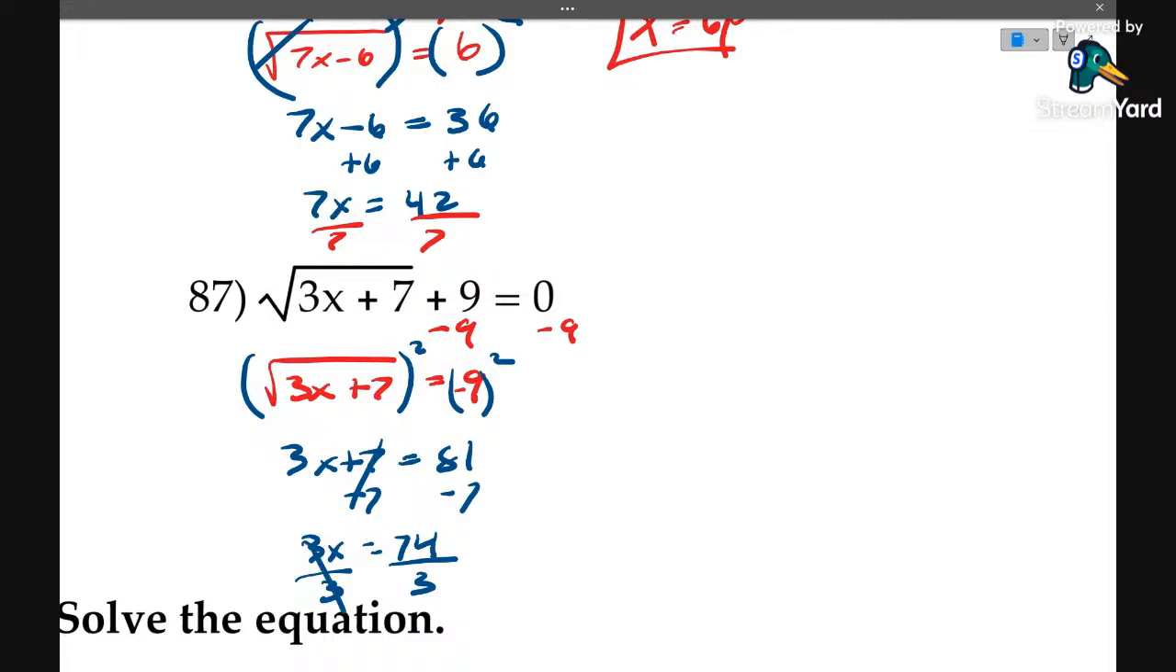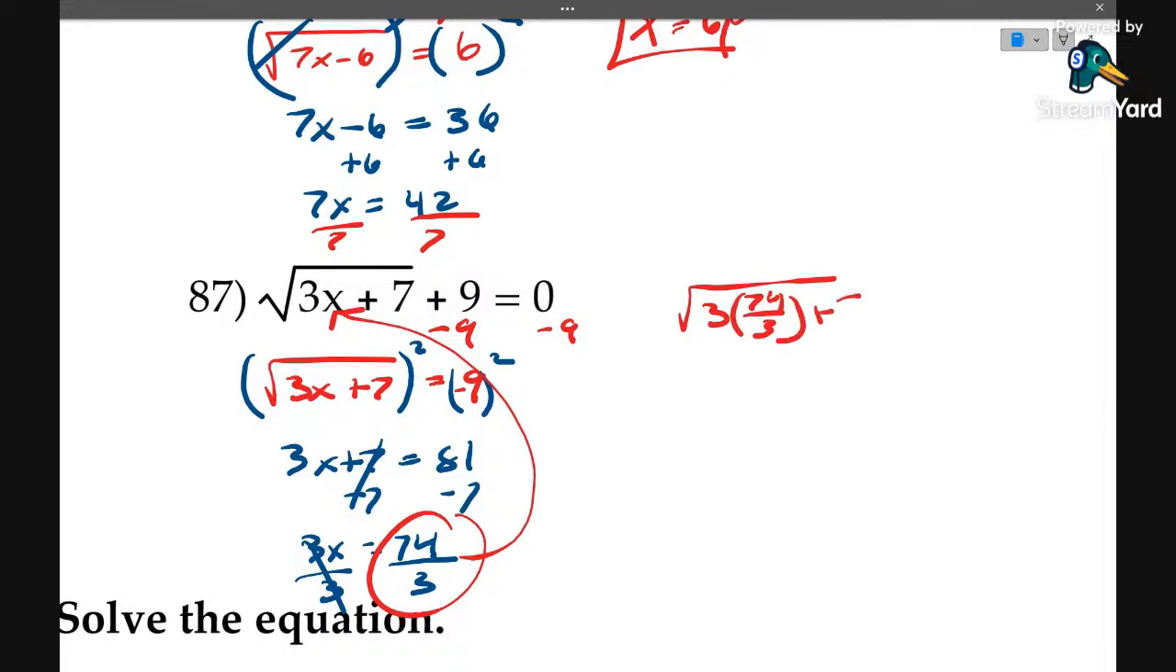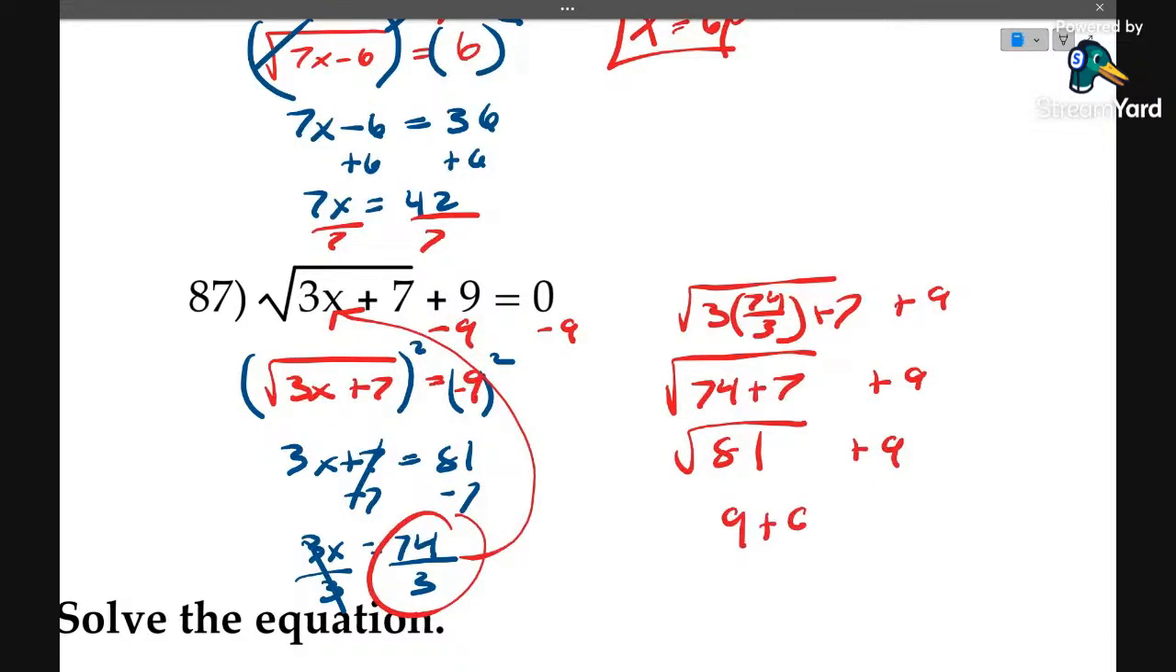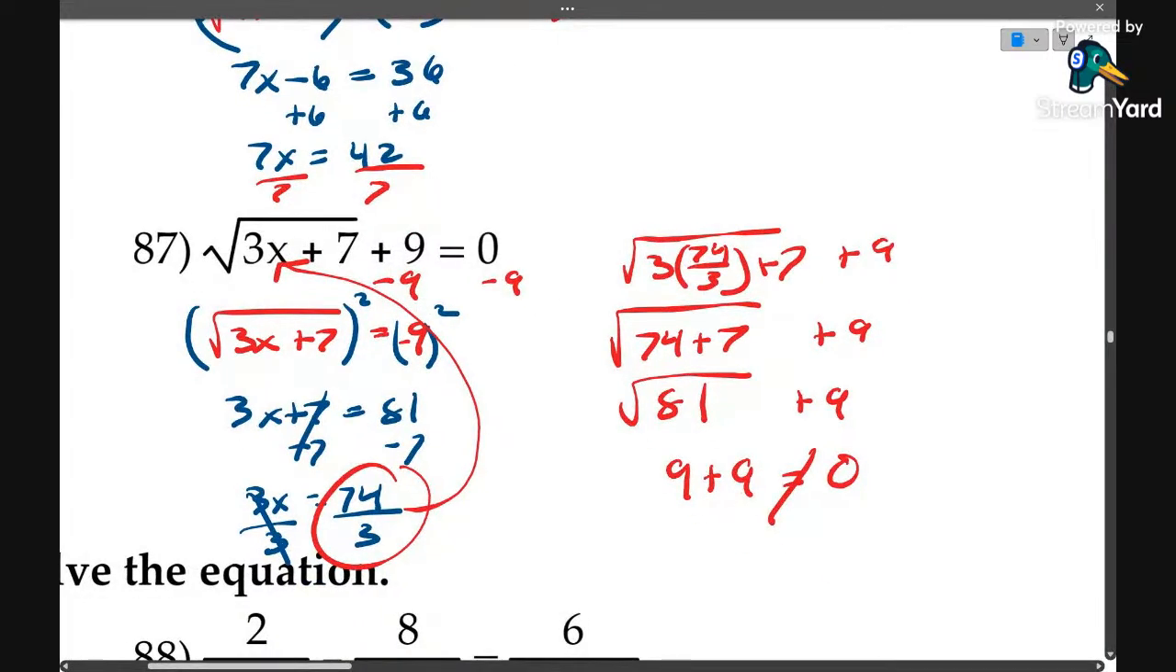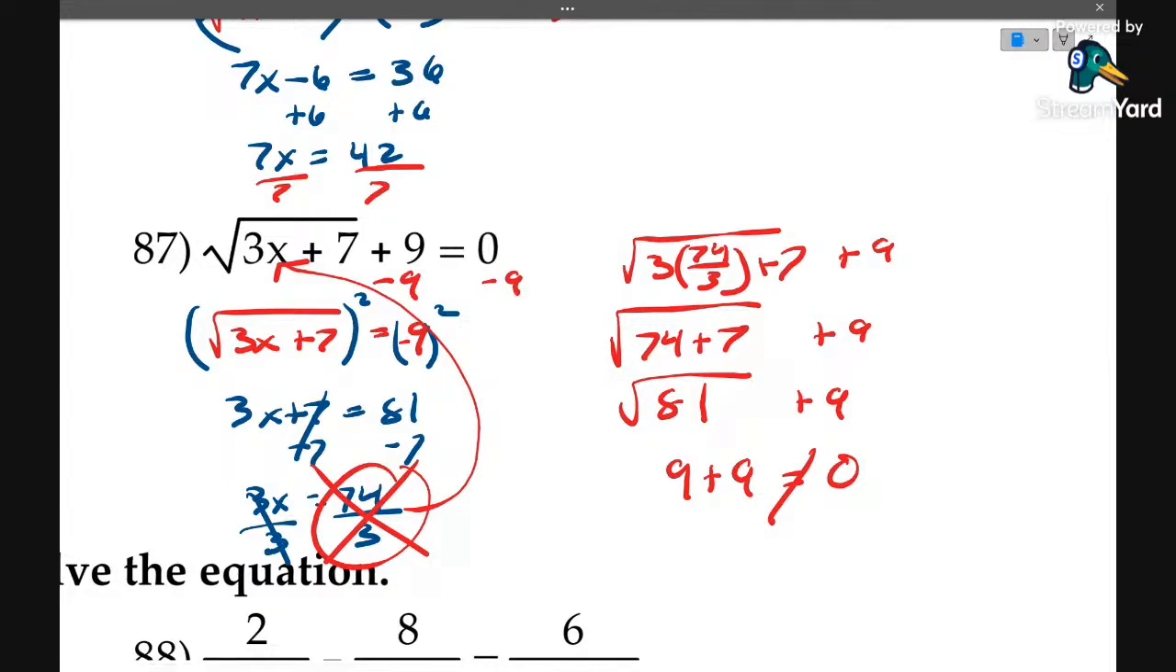Now, we take this value and we plug it back into our equation. We have the square root of 3 times 74 over 3, plus 7. That gives us 74 plus 7, which is the square root of 81, plus 9. Square root of 81 is 9, plus 9. That does not equal 0. So we know that this answer was extraneous. It does not work. And since there's no other options available, we know we have no solution.